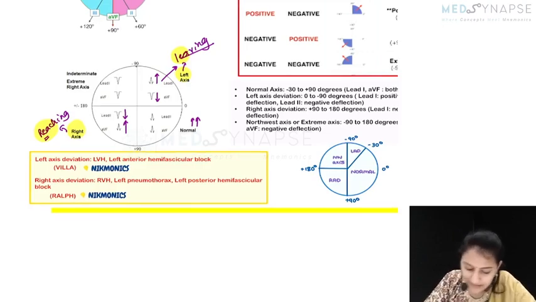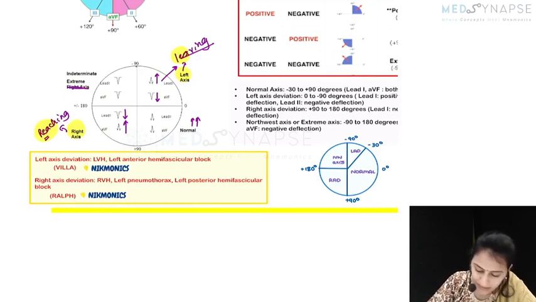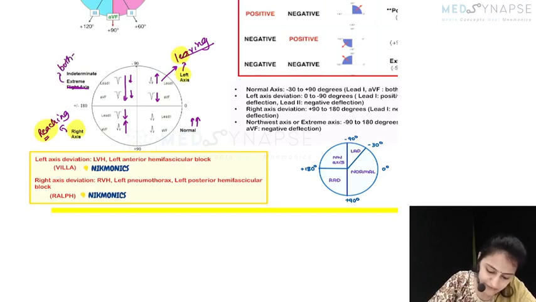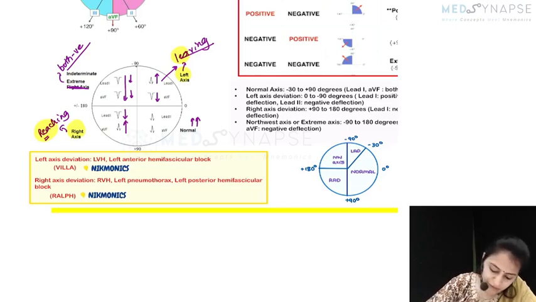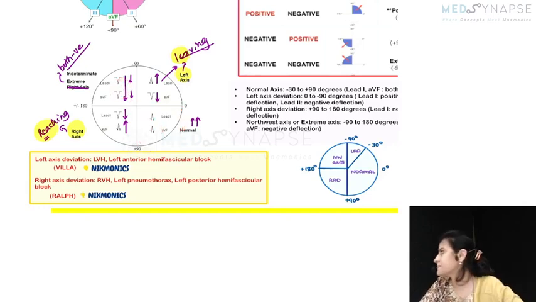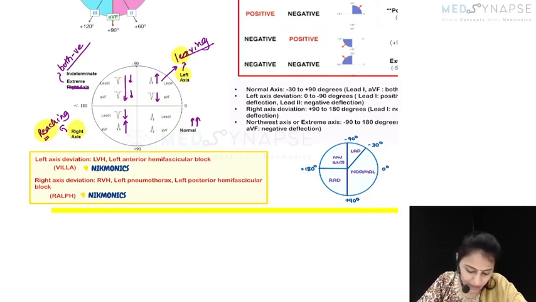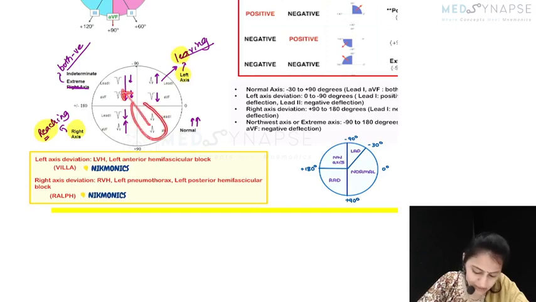And what is the extreme axis? Extreme is both negative. Right, so normal is both positive. If it is all negative, both negative, it is extreme. So if you look at the quadrant here, if this is normal, diagonally opposite of that is the extreme axis. So remember that this is where like the heart is. So this is normal, this is extreme.